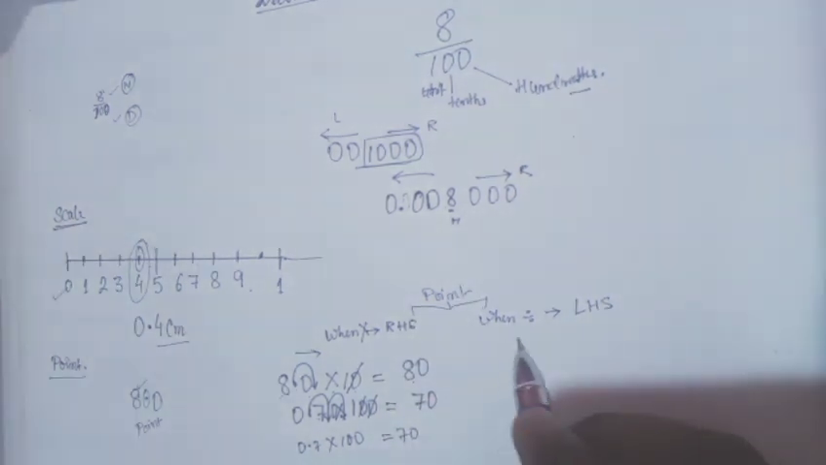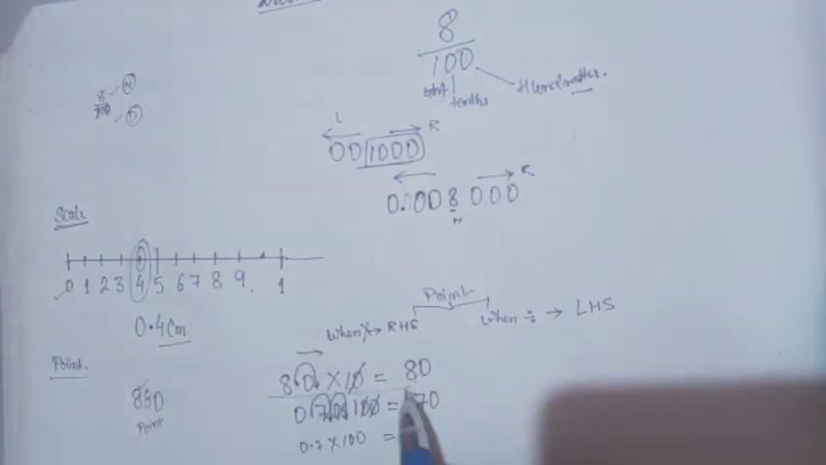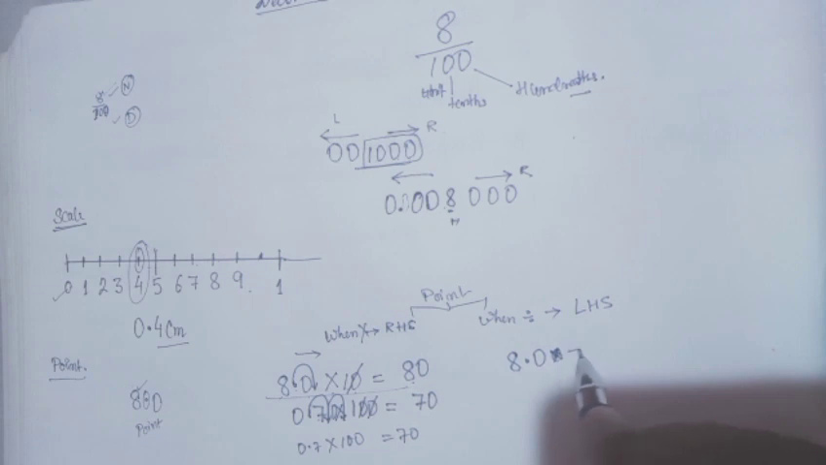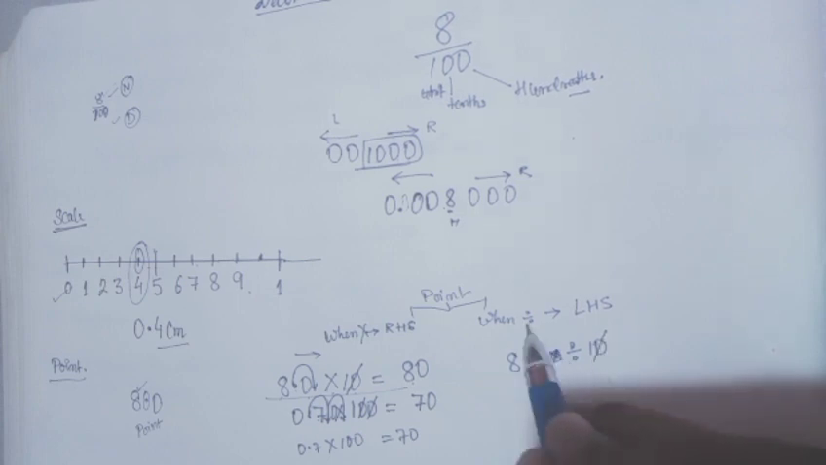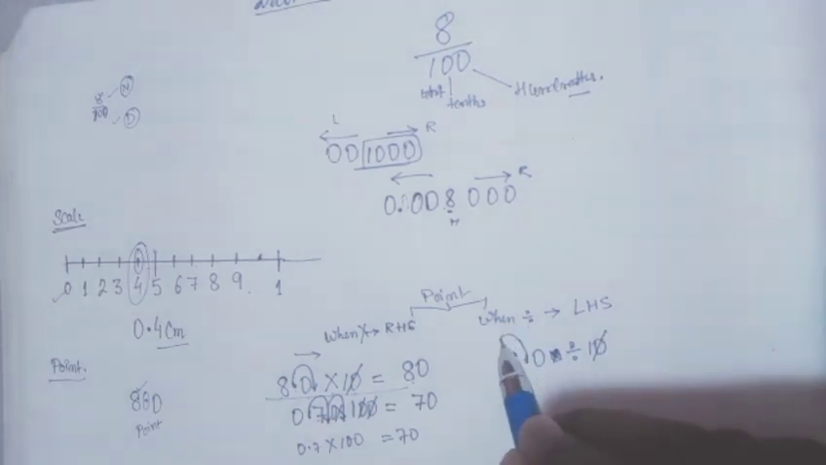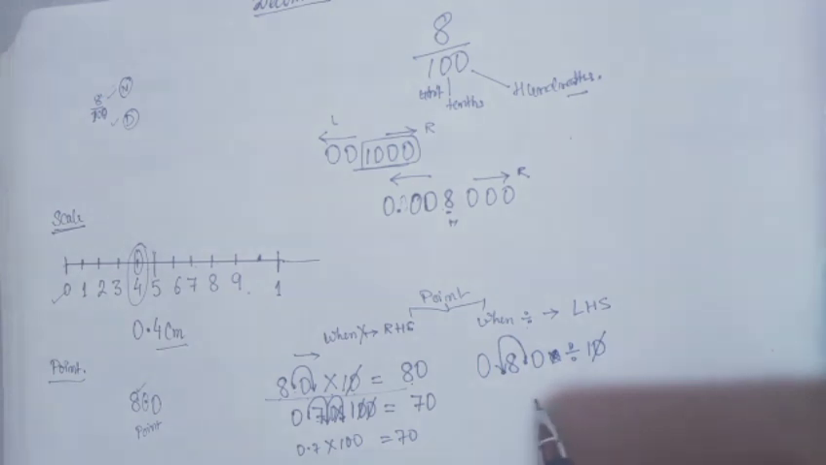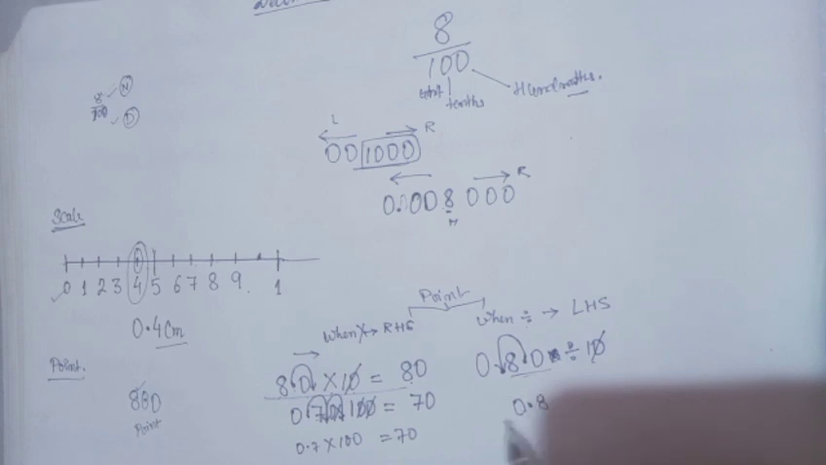Suppose we take the same example, 8.0 divided by 10. One 0 cancels, and when divided it shifts to the left hand side. Okay, and here nothing means 0, the point becomes here. So 8.0 divided by 10 becomes 0.8.